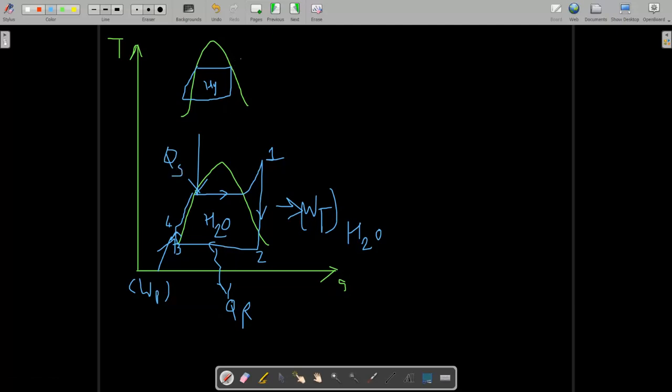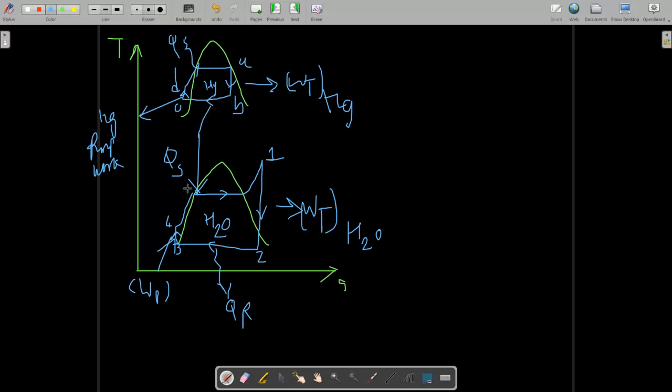And here, in the same way, I will write small a, b, c, d, all the coordinates same as the steam cycle. A to B, we will get the work from the turbine of mercury, and A to D there is a heat supply, and C to D there is a pump work, the mercury pump work, and B to C is a heat rejection, and that heat is supplied to steam.